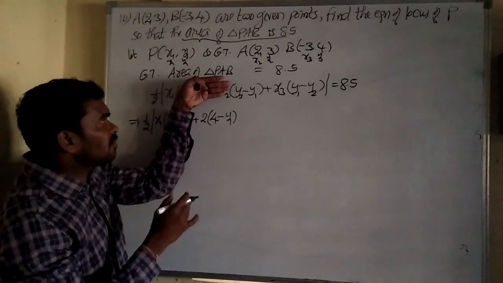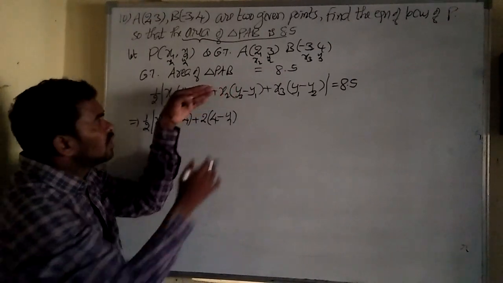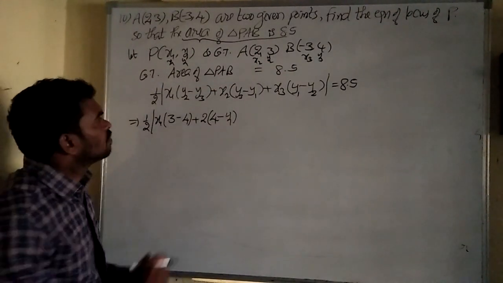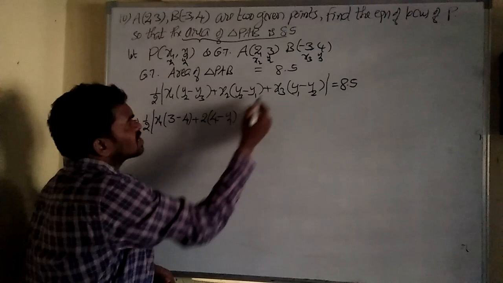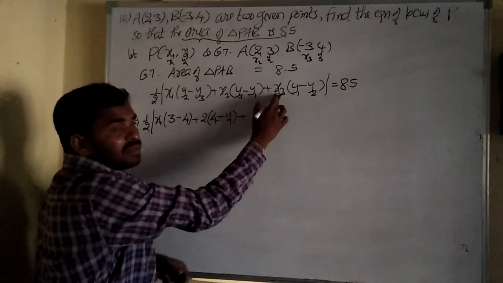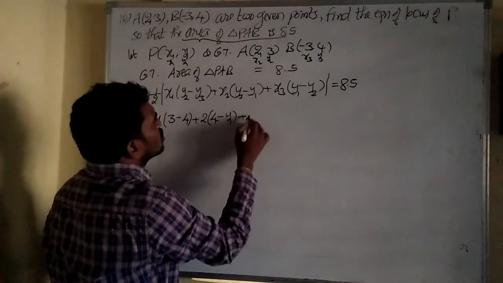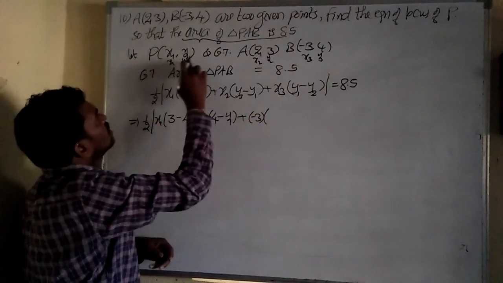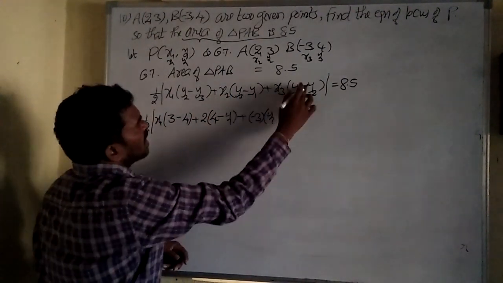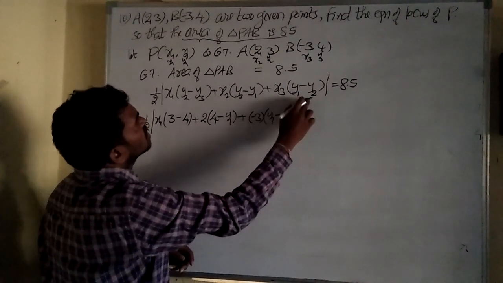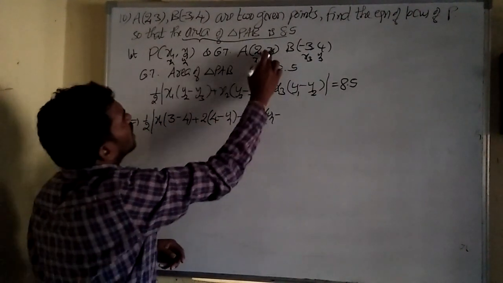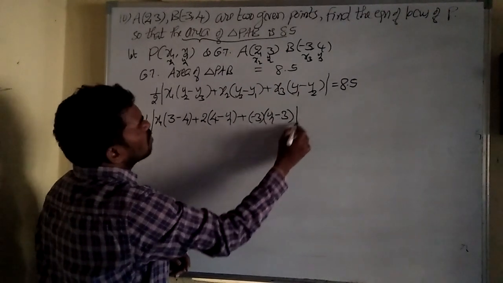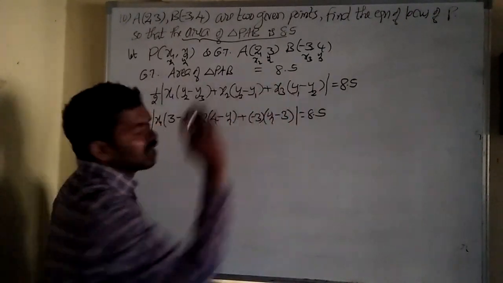By using up step, just replace the next step. See, plus x3. X3 means what? Minus 3. So x3 means minus 3. And start bracket. Y1 means what? Y1 only. Next minus means minus. Y2 means what? Where is y2? Yeah, here it is 3. Very good. So modulus is called 8.5, means 8.5 as it is.